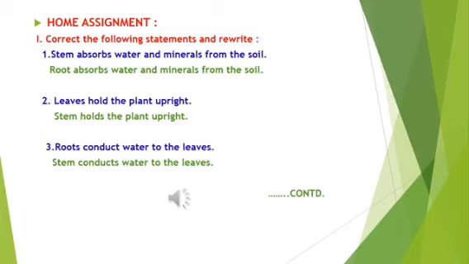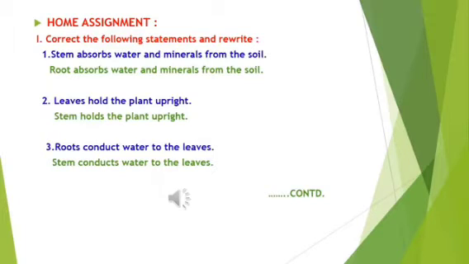statements and rewrite. First one, stem absorbs water and minerals from the soil. So the answer for that would be root absorbs water and minerals from the soil. Second one, leaves hold the plant upright. Answer, stem holds the plant upright.